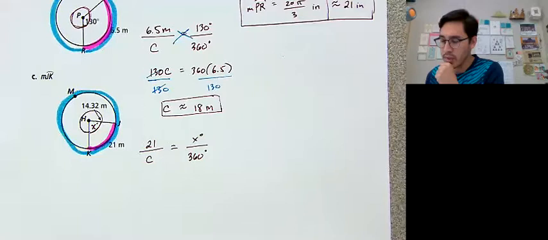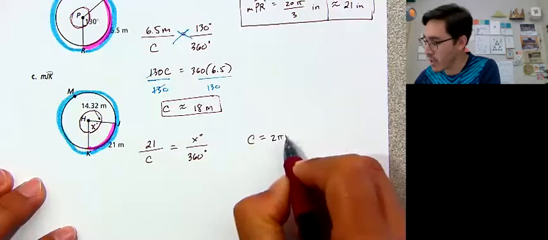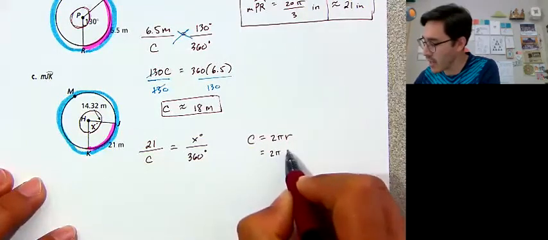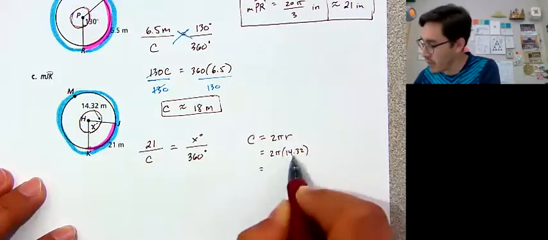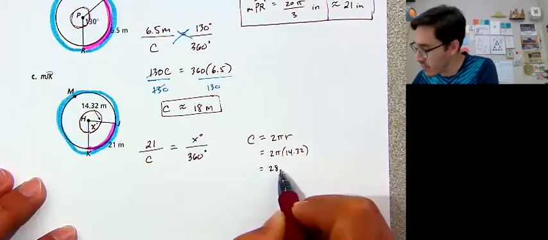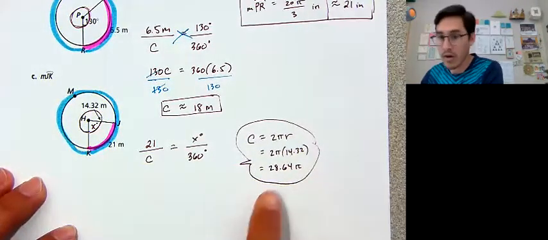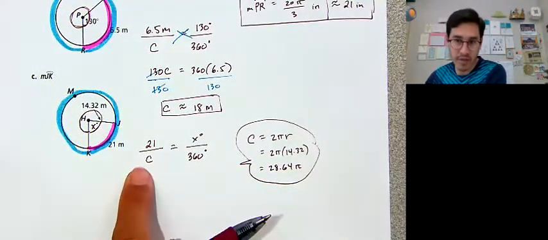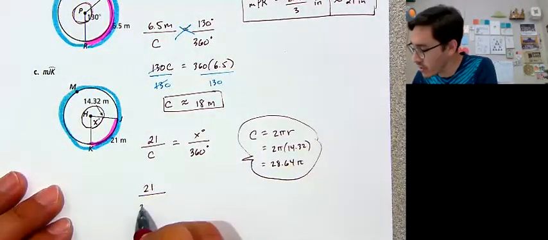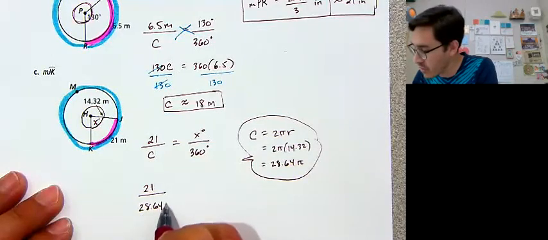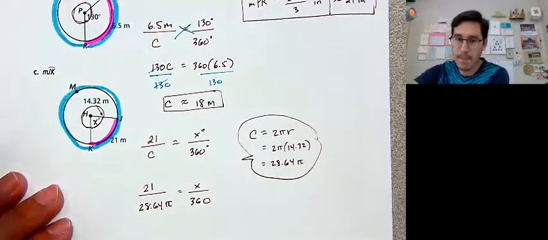Let's go ahead and, off to the side, calculate the circumference. It's 2 pi r, so that's 2 times pi times 14.32. If you multiply those, that's going to be 28.64 pi. So we can use that in place of the circumference variable. So 21 over 28.64 pi is equal to X over 360.